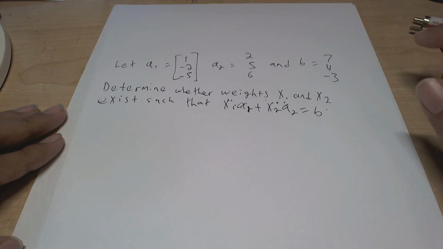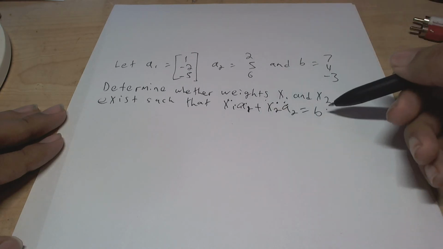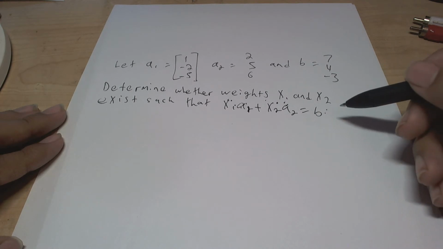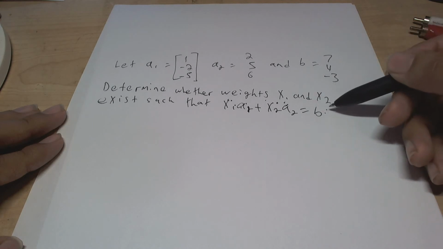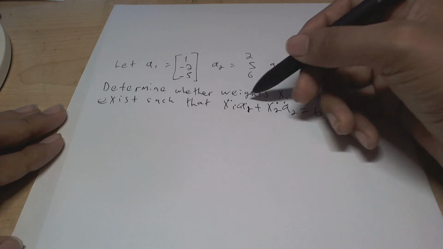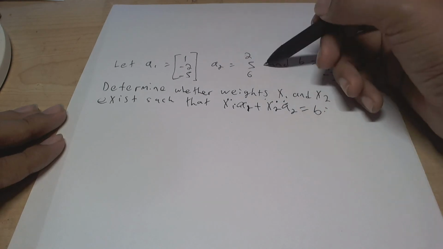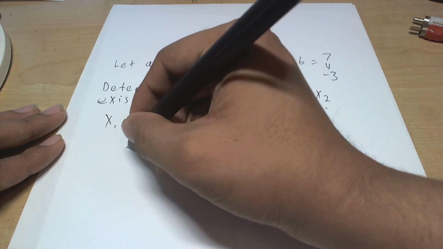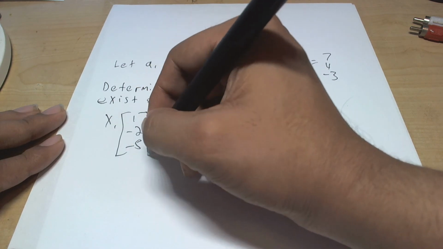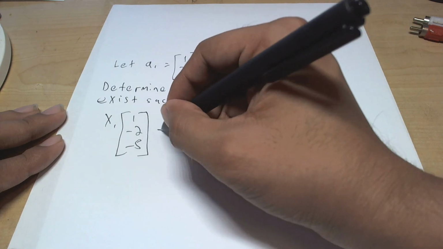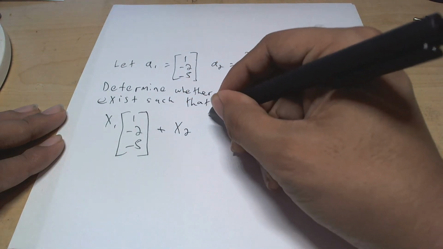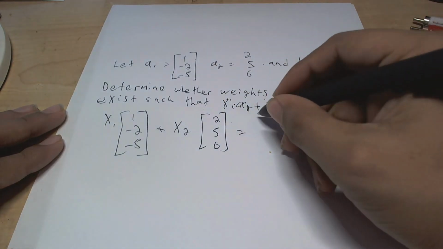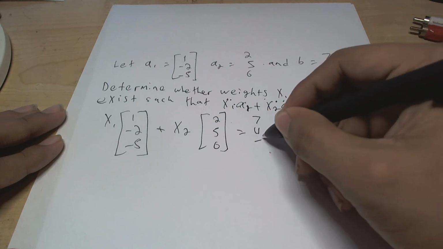So if you want to write this out, we already did; actually the linear combination, we wrote this part out. If we want to write this out using our vectors, we get x sub 1 times the a sub 1 vector, 1, negative 2, negative 5, plus x sub 2 times our a sub 2 vector, 2, 5, 6, and that is equal to our b, 7, 4, negative 3.